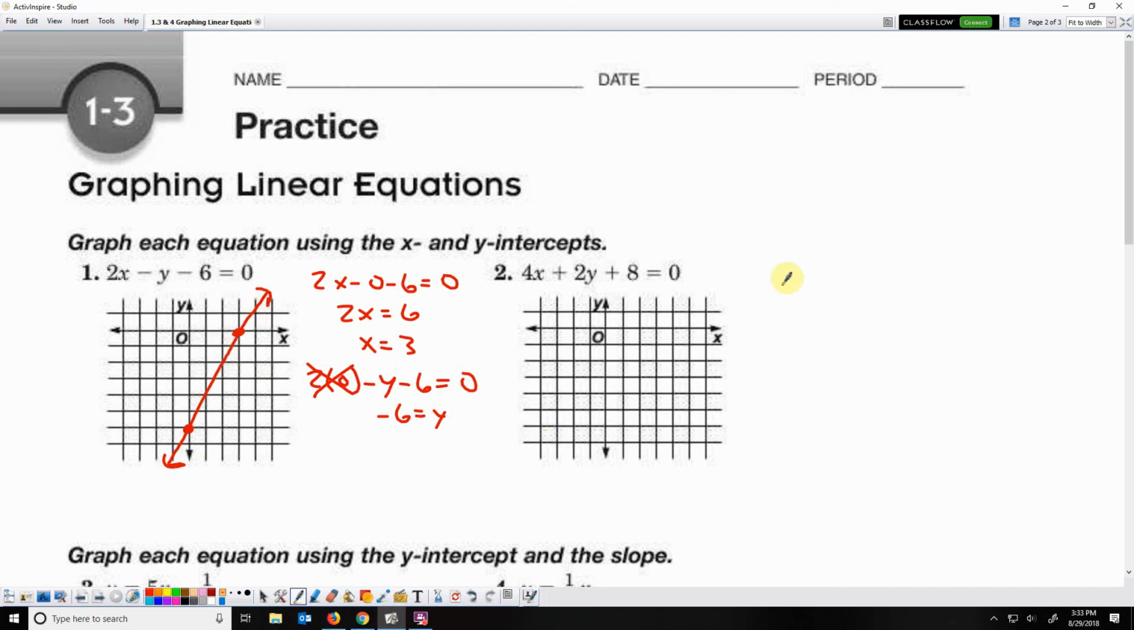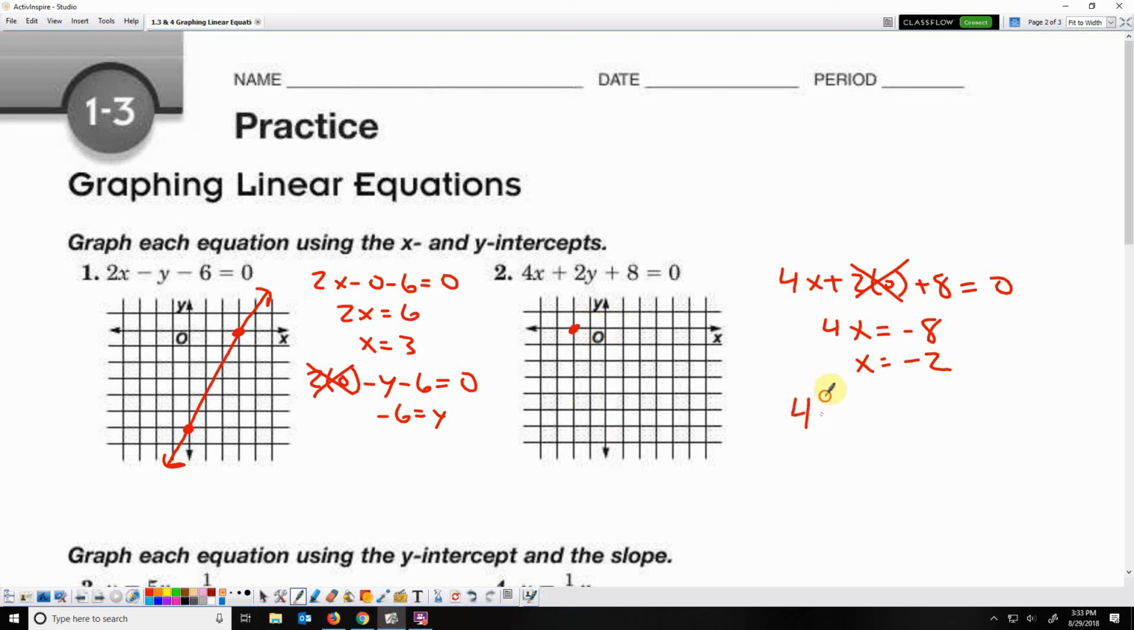So we'll find an x-intercept here. 4x plus 2 times 0 plus 8 equals 0. 2 times 0 we can ignore. So 4x equals negative 8. So x is negative 2. So the x-intercept is negative 2.